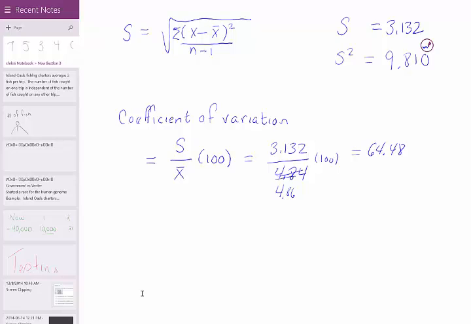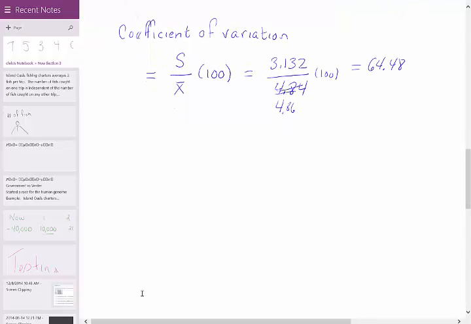So textbooks are different on how to present this number, but in all textbooks it's really the same thing. You're expressing your standard deviation as a percent of the mean. So some textbooks want you to add a percent sign to this. Others say never add a percent sign. It doesn't really matter. What we're saying is that our standard deviation is 64% of the mean.